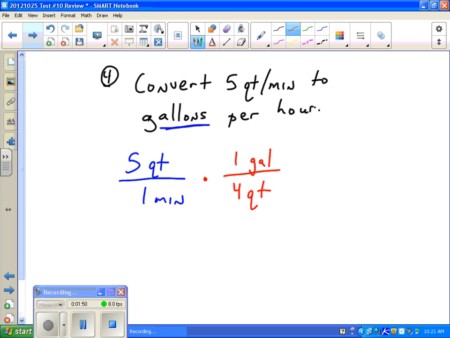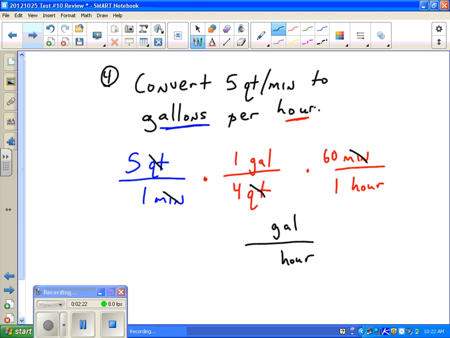Then you want to convert from minutes to hours. You have minutes at the bottom of the first fraction, so you want minutes at the top of the third fraction, and hours at the bottom. And there are 60 minutes in 1 hour. So what you have now, you can cross out your units. You can cross out quarts, and you can cross out minutes, and you're left with gallons on the top over hours on the bottom.